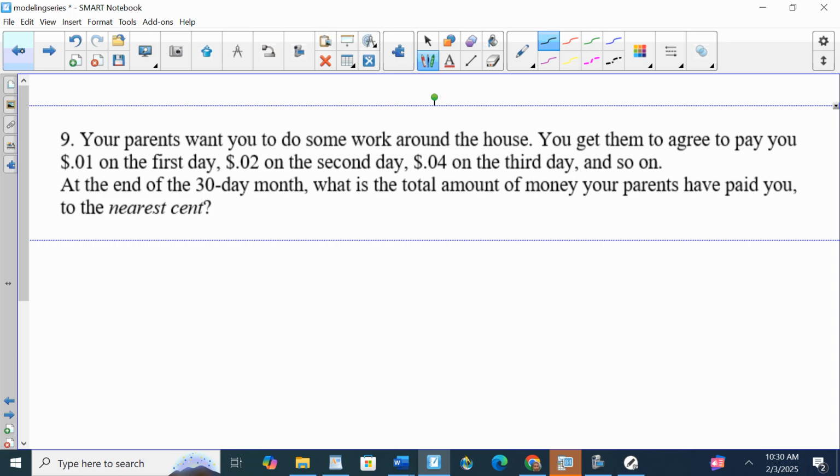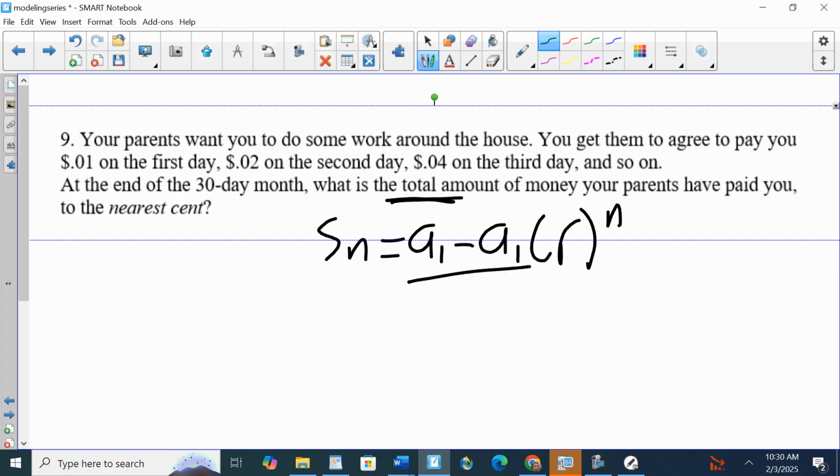Number 9. Your parents want you to do some work around the house. You get them to agree to pay you 1 cent on the first day, 2 cents on the second day, 4 cents on the third day, and so on. At the end of the 30-day month, what is the total? Boom, total, Sn. Sn equals A1 minus A1 R to the N over 1 minus R.